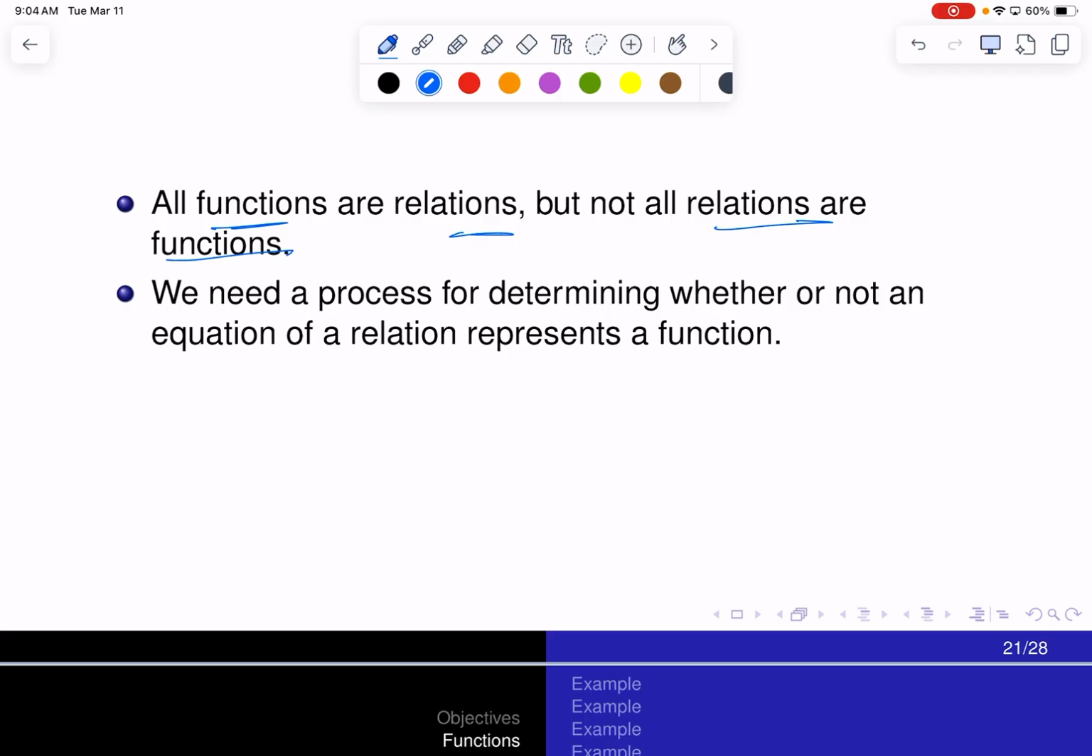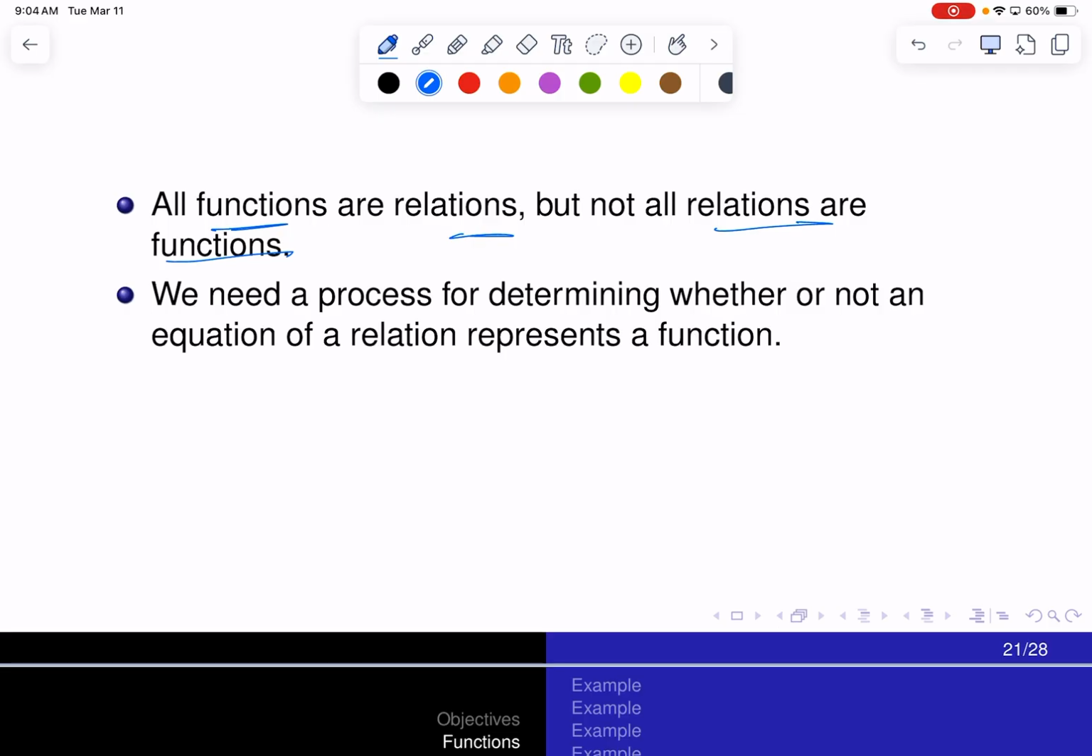Now eventually we'll make it fair and we'll say x and y can't cheat. We'll make it what's called a one-to-one function, a monogamous relationship. Each person has one partner. All right, so we need a process for determining whether or not an equation of a relation can represent a function, because I'm going to tell you right now, it's not as easy to look at an equation and tell if it's a function, but I'm going to give you the tricks of the trade.